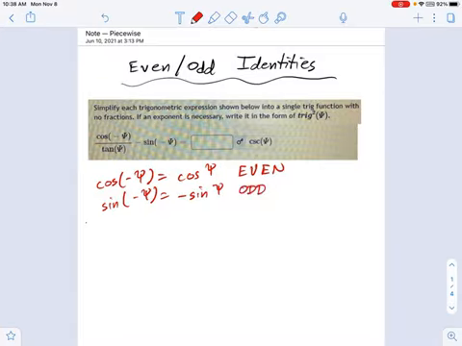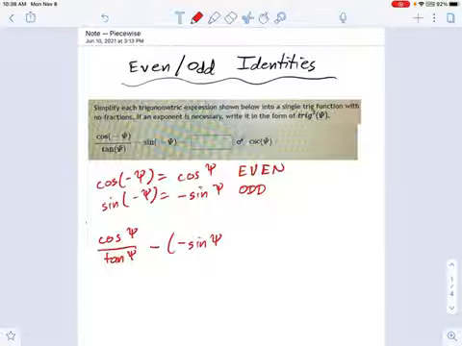So if I take those two substitutions and put them in here, this is what I get. I get cosine of psi divided by tangent of psi minus negative sine of psi, right? Negative sine of psi is what this sine of negative psi thing was up here, okay? So if I simplify a little more, I could turn those negatives into a positive, but where I really want to go next is that tangent function.